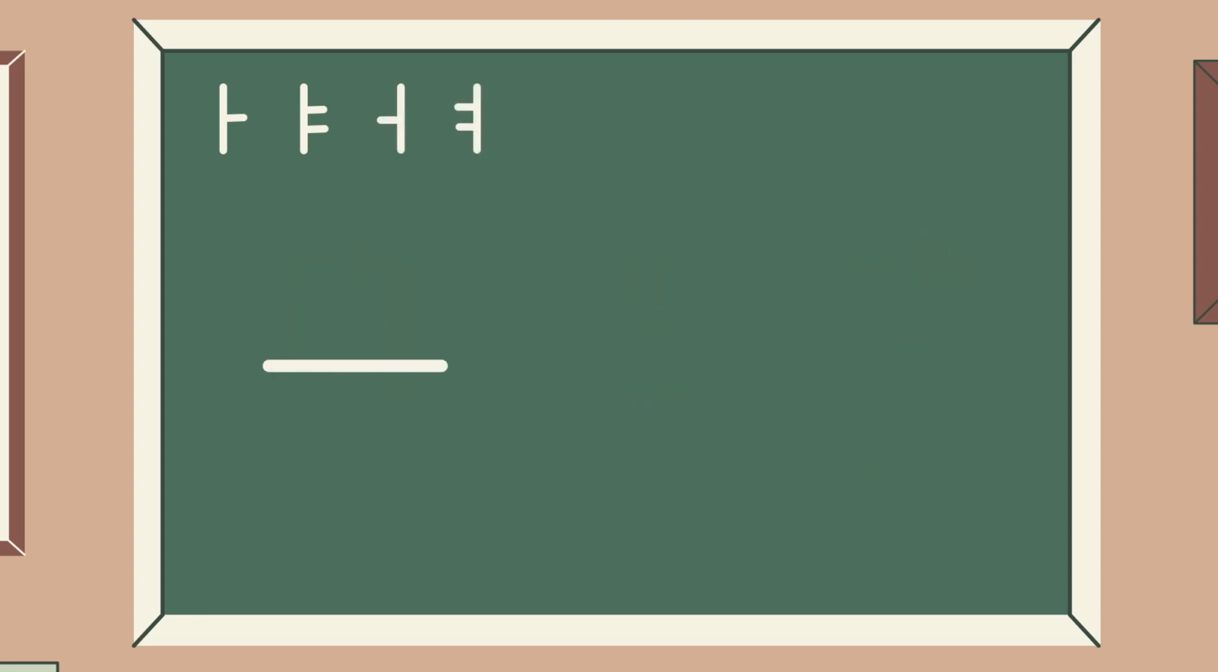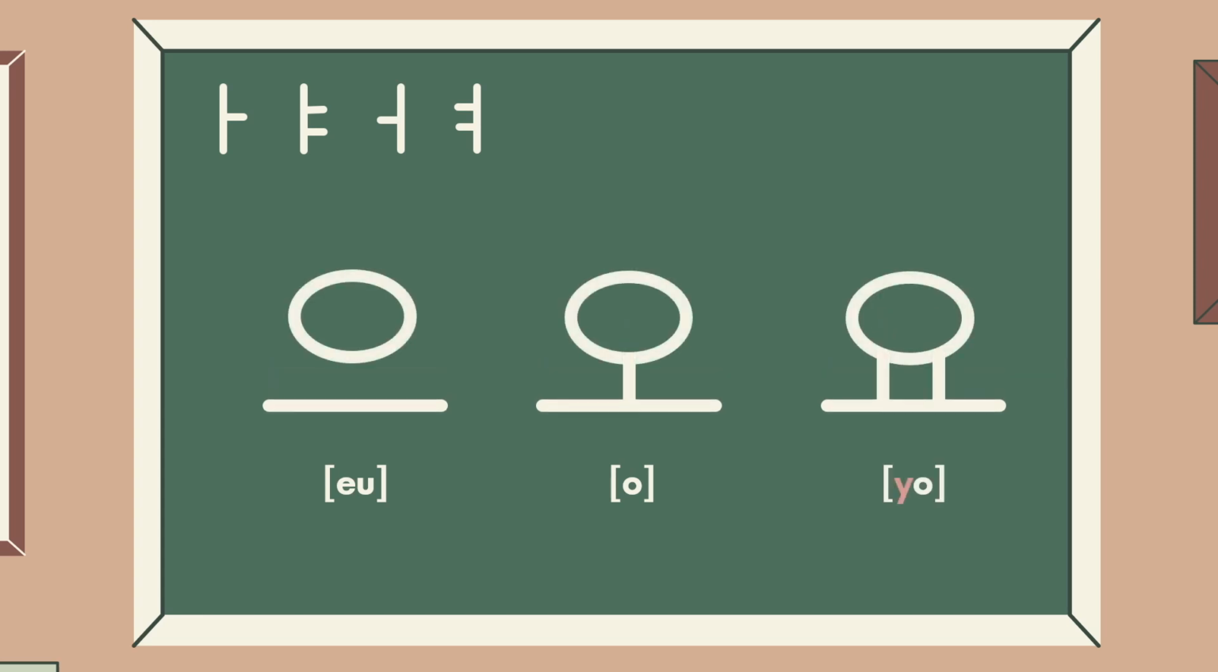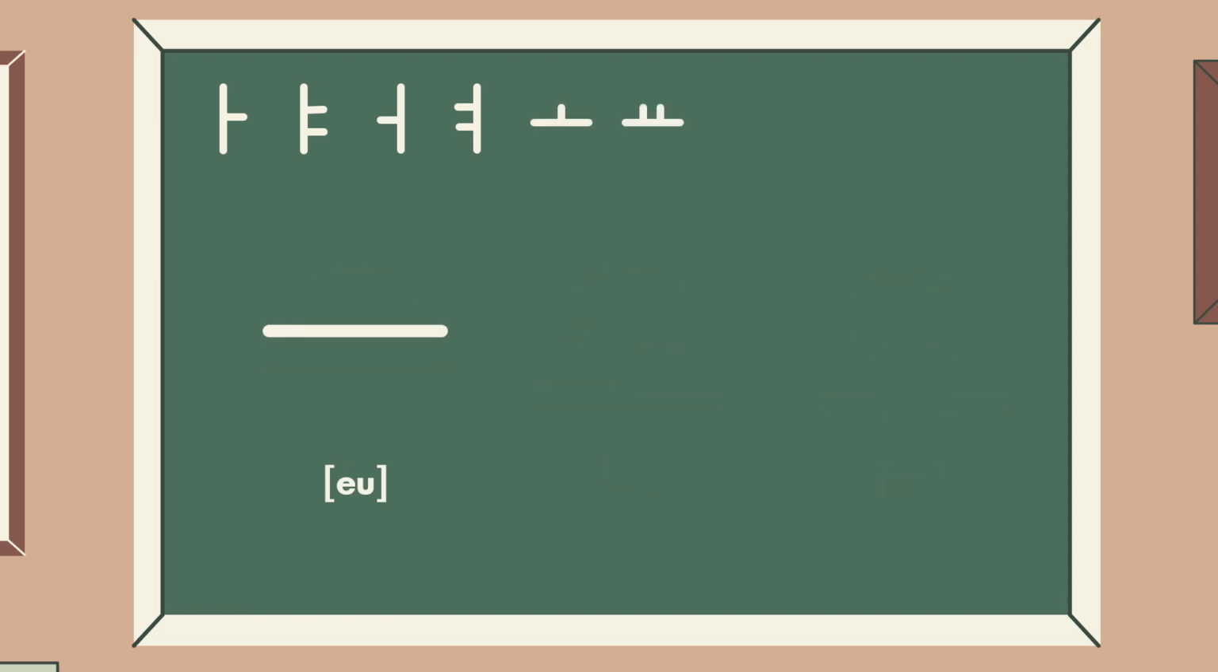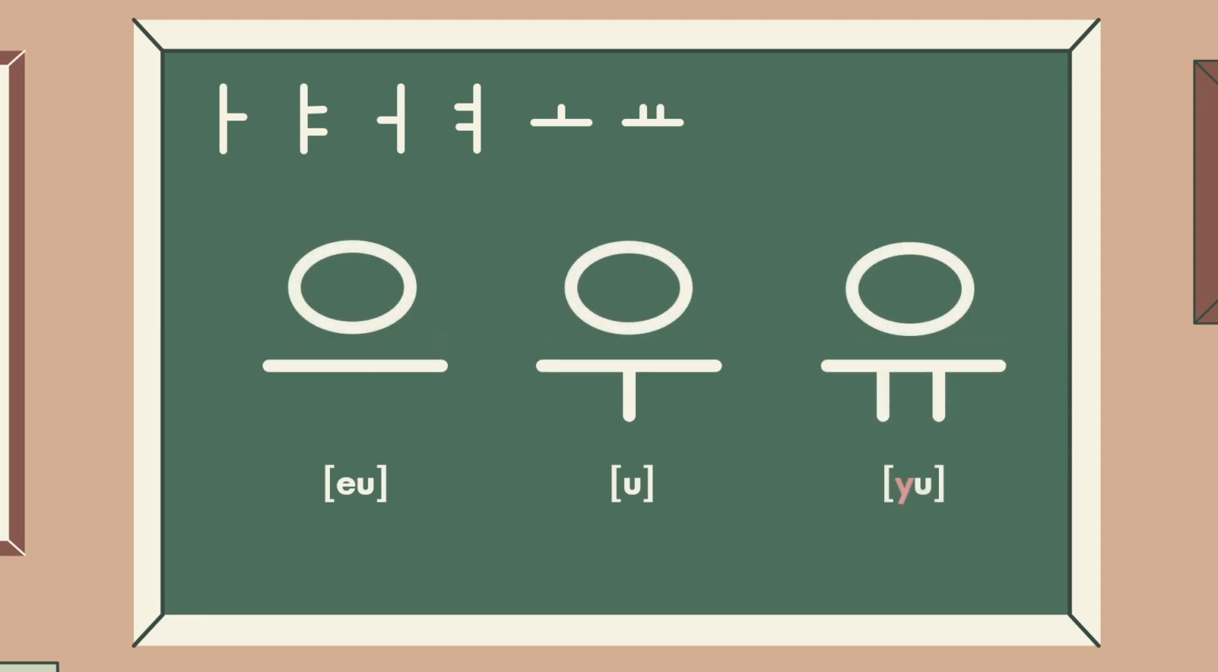Now let's talk about the horizontal line. This one is U. Same way, when we put a dot on top of U, it becomes O. Double dots or double strokes would be Yo. U, O, Yo. Same way, from U, we can make U. Extra stroke would be U. U, U, Yu.